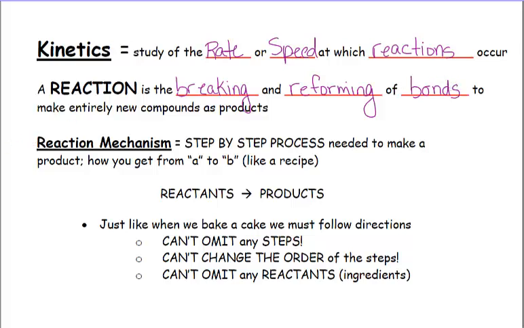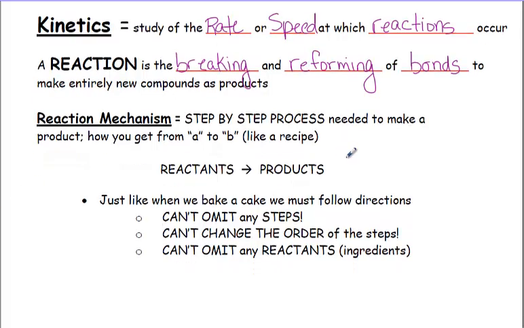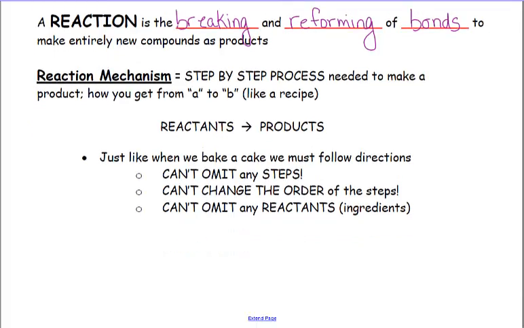The reaction mechanism, or pathway we should say, okay, so a mechanism would be a pathway, kind of like a road. Reaction mechanism is a step-by-step process needed to make a product. So how you get from point A to point B, like a recipe or like on a roadmap, okay? Reactants will form products. So just like when we bake a cake, we must follow directions. You can't omit any steps, you can't change the order of these steps, and you cannot omit any reactants or ingredients if we're talking about baking. Okay, if you did any of these, then we would not get the desired products.